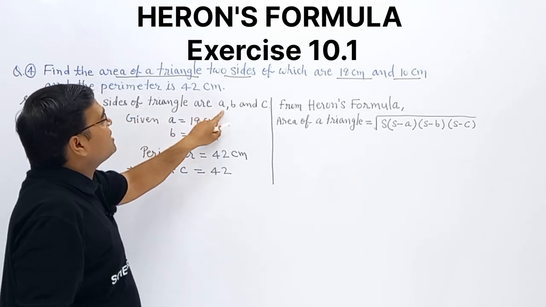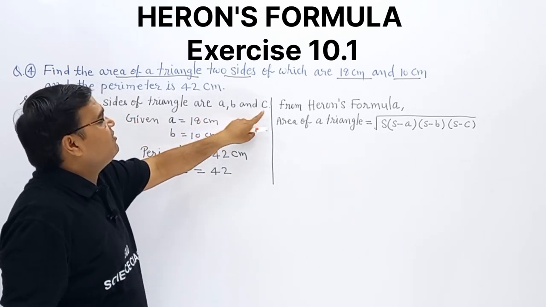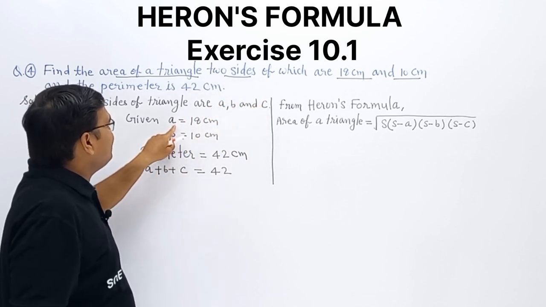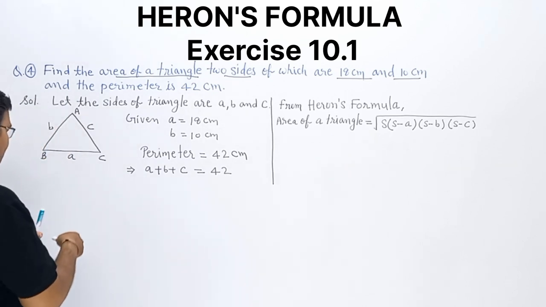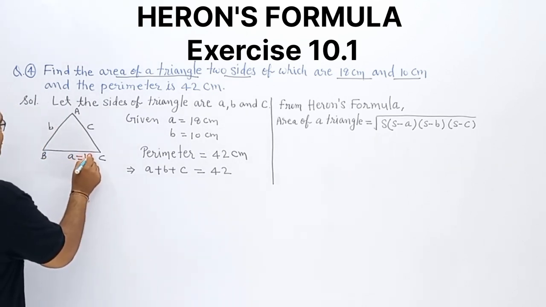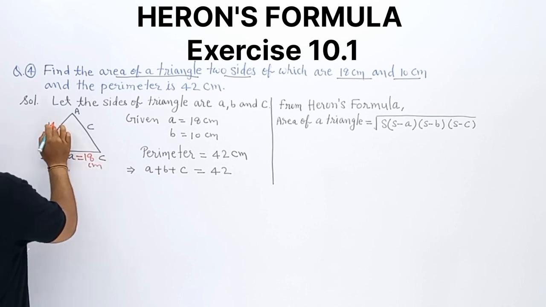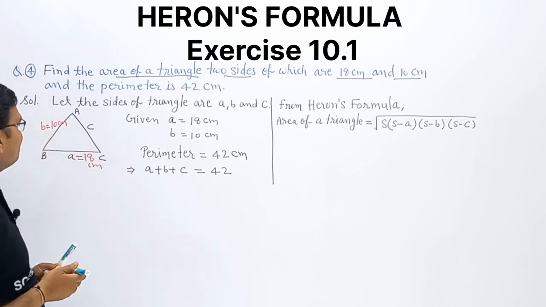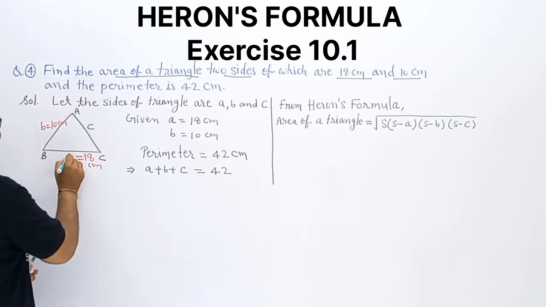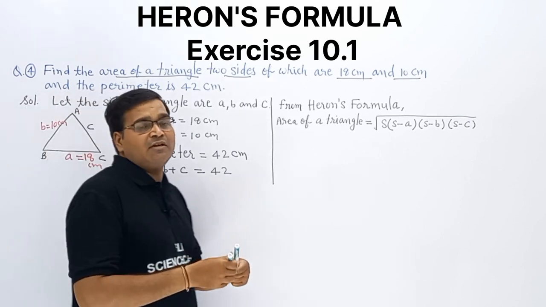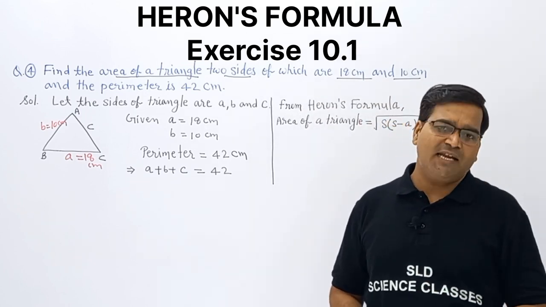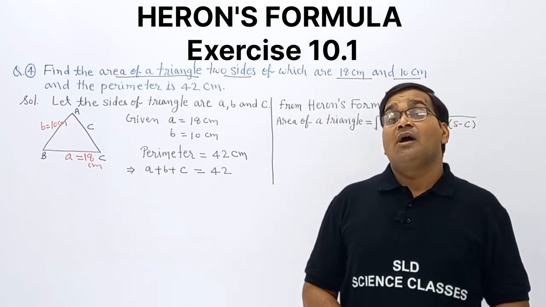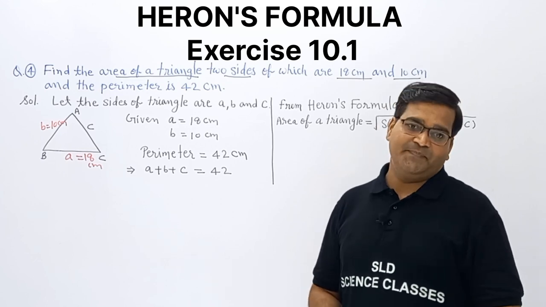So we assumed all sides are A, B and C. Out of these three we are having two sides. Observe, I am taking A equal to 18 centimeters and B equal to 10 centimeters. Two sides of this triangle we are having. Clear? But we are not having the third side. So how will we find its area?